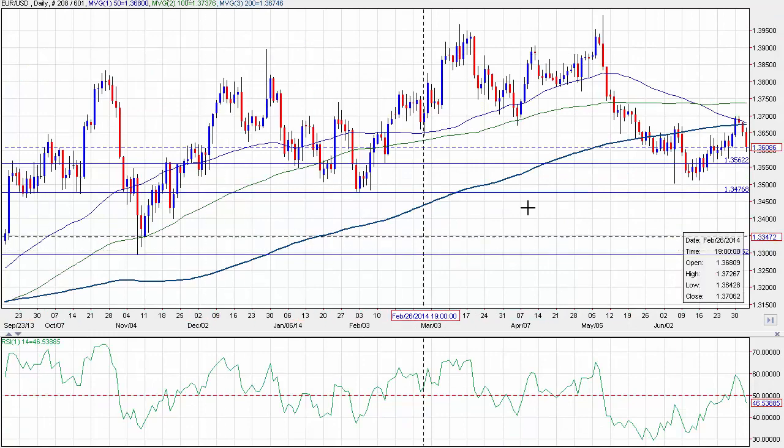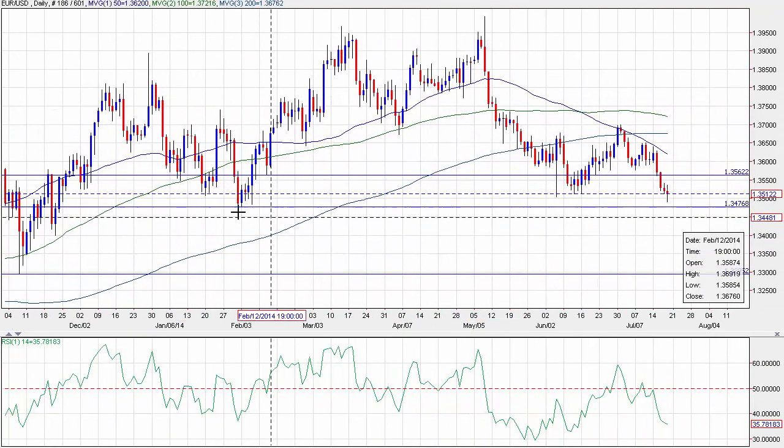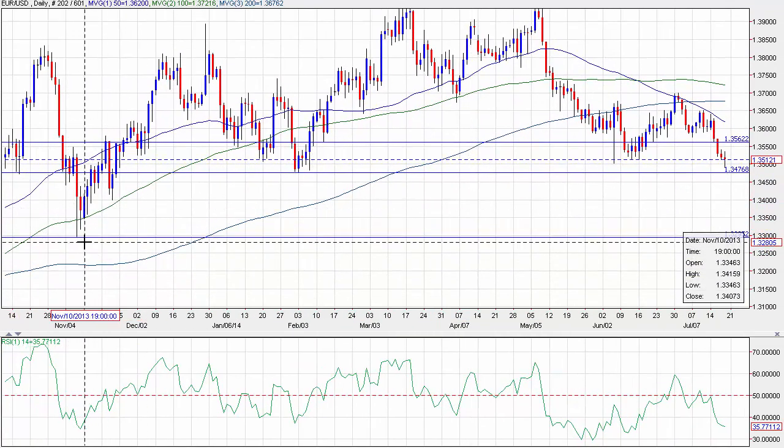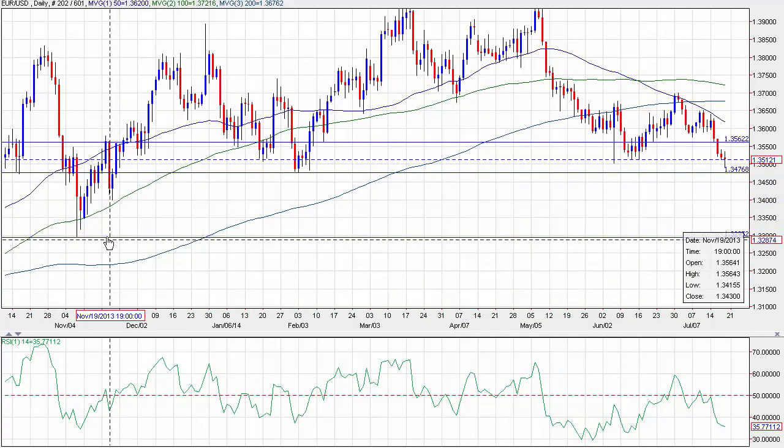1.3476 low on the year, which you can see in this daily chart. A break below this level opens up the November 2013 lows in the 1.3295, 1.33 area.